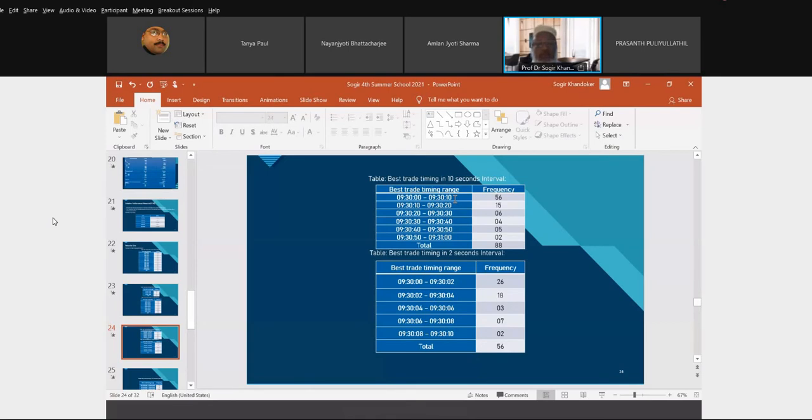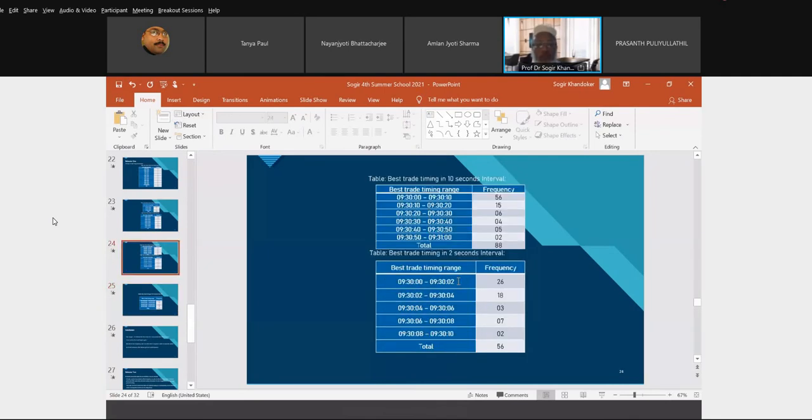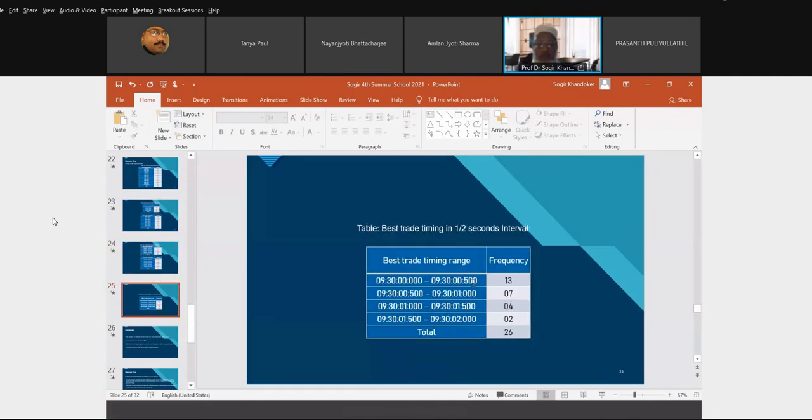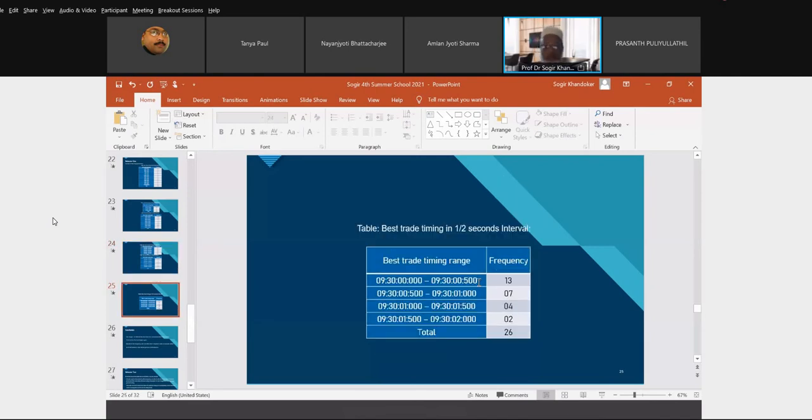If we divide this 10 seconds into 2-second intervals, then again we see that the first 2 seconds performance is better. Of these 56, 26 occurred within the first 2 seconds. Then we divide the first 2 seconds into 4 intervals, that is half-second intervals. Again we see that 13 of these 26 occurred in the first half second.